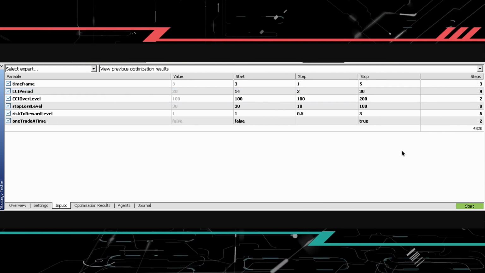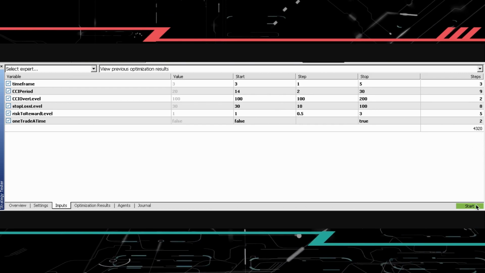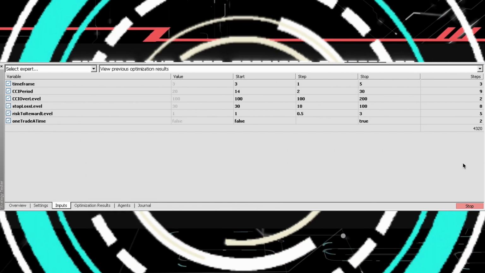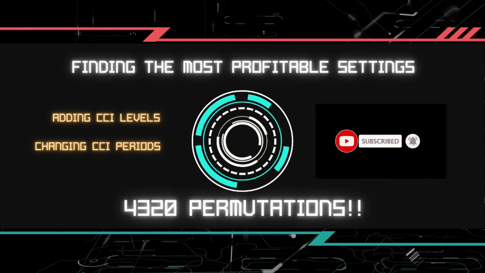Our backtest will start at CCI indicator period 14 and end at period 30, with an increment of 2 periods each time. Our total backtest permutation will be a whopping 4,320. That is a lot of computation required of our system.